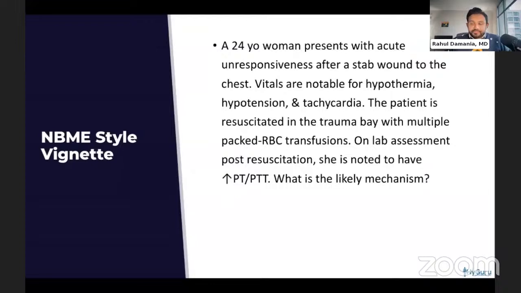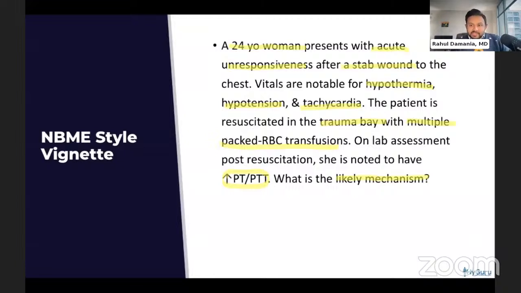All right, very good. Let's go ahead and go through this active recall question. This is a different type of vignette that I've placed in the webinar today. So a 24-year-old woman presents with acute unresponsiveness after a stab wound to the chest. Vitals are notable for hypothermia, hypotension, and tachycardia. The patient is resuscitated in the trauma bay with multiple packed red blood cell transfusions. On lab assessment, post-resuscitation, the patient has a coagulopathy with an elevated PT and PTT. What is the likely mechanism here?